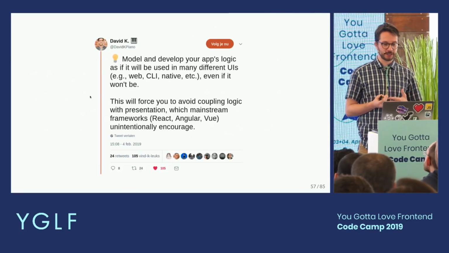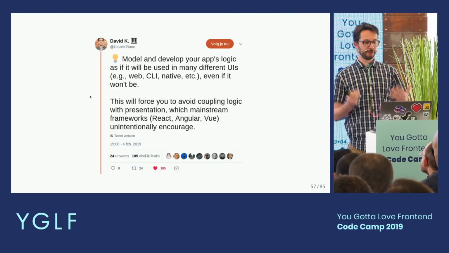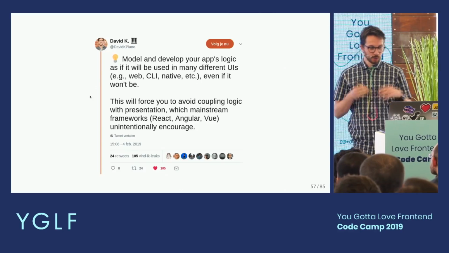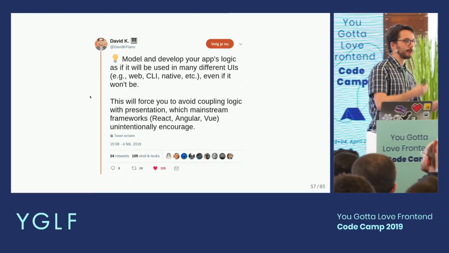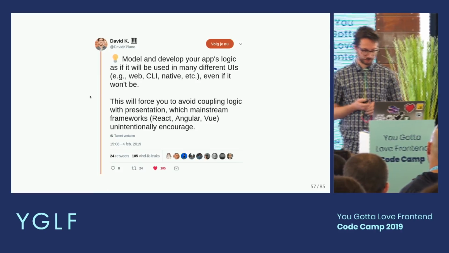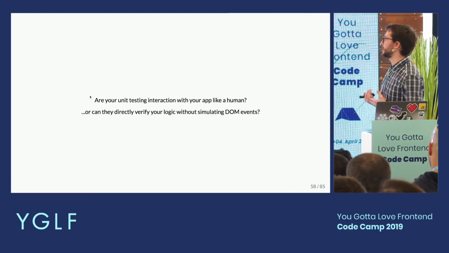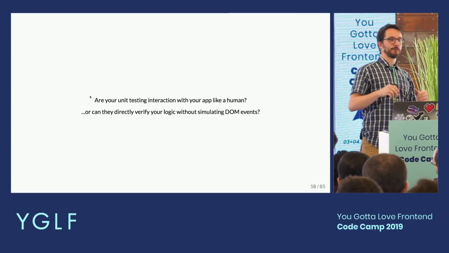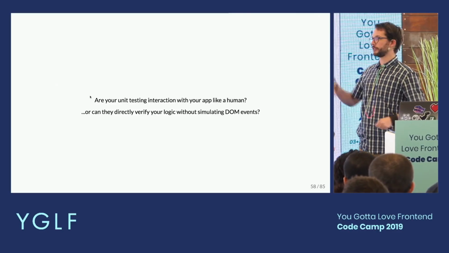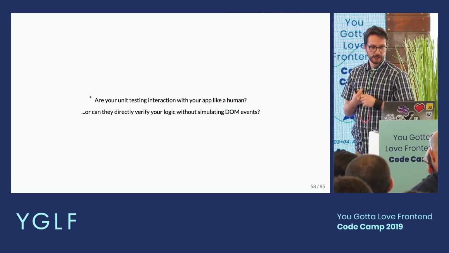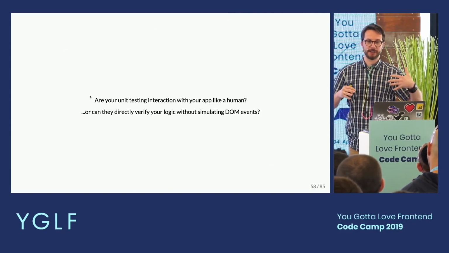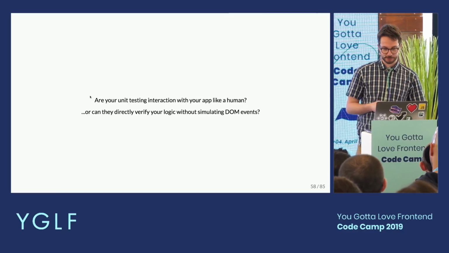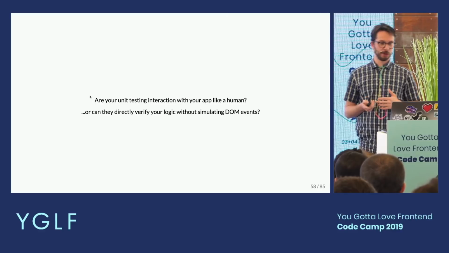And so the author of XState says this about it: model and develop your application's logic as if it will be used in many different UIs. Why? Because it makes sure that you're not accidentally coupling your logic with how it's represented. And an interesting effect is that if you're writing your unit tests and you're always reasoning about components, then your unit tests start to behave like a human, like they start to click buttons and fire events and those kind of things. But if you take the other approach, then your unit tests start to behave like an API consumer. They're just calling your logical methods. And it might actually be the case that testing components isn't that interesting at all anymore.